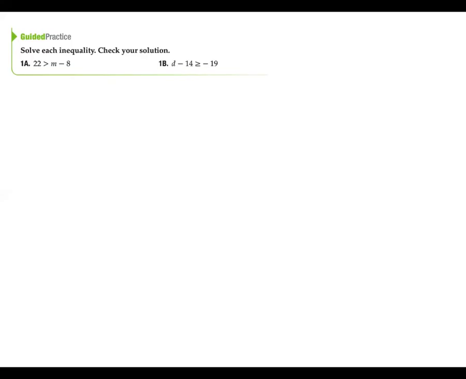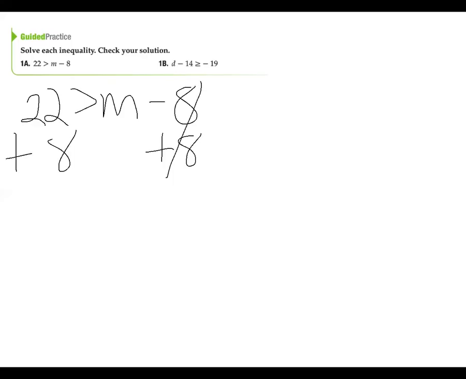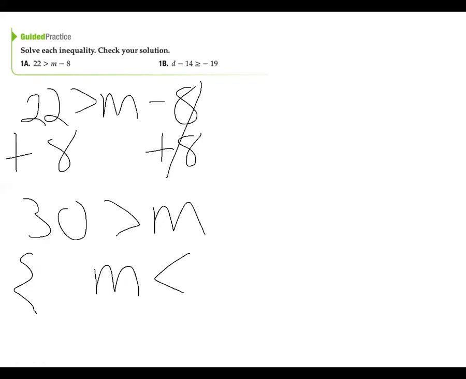All right, we're back. So 1a, if I have 22 is greater than m minus 8, I can add 8 to both sides and get 30 is greater than m. So the set would be the set of all numbers less than 30. So be careful with this one. This says 30 is greater than m, which means that if you're trying to plug numbers in for m, all those numbers would have to be less than 30. Okay, so just be careful because this one's set up the other way. It means the same thing as if it was written m is less than 30.